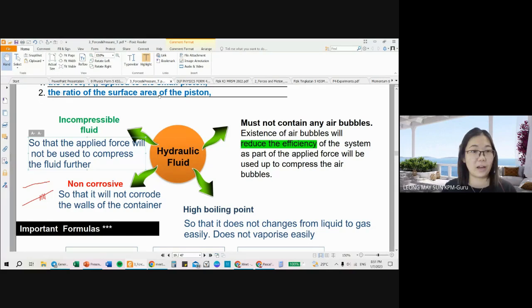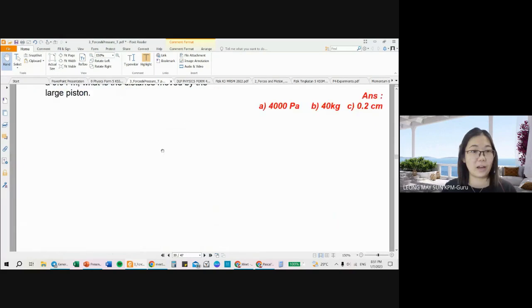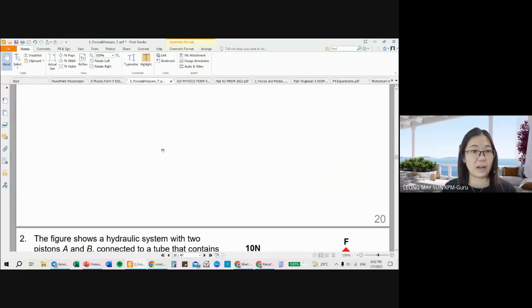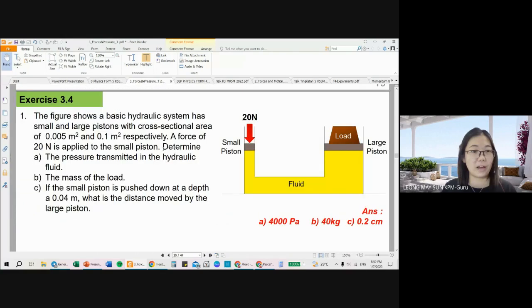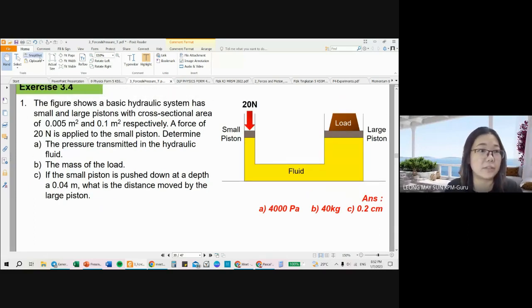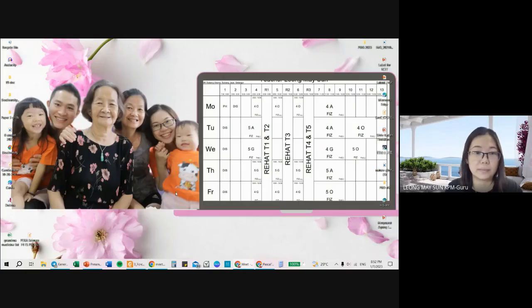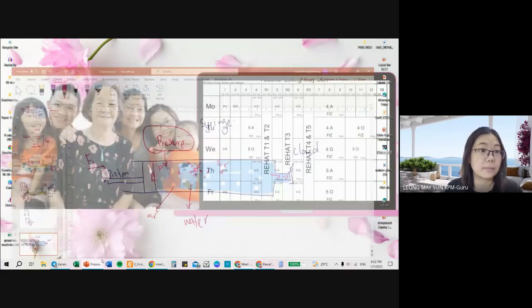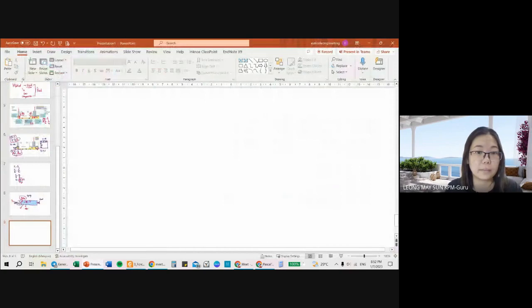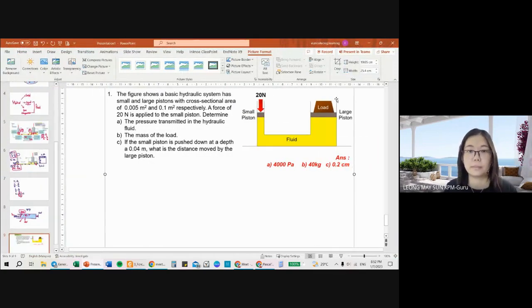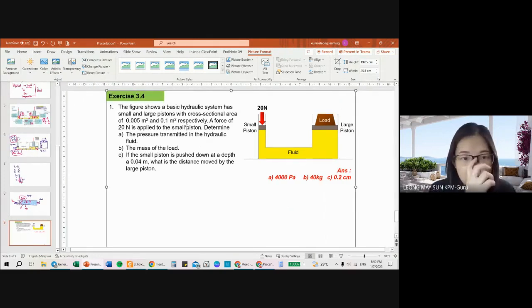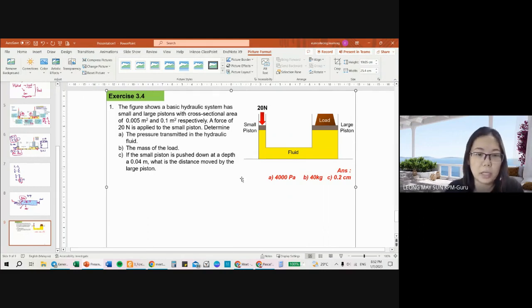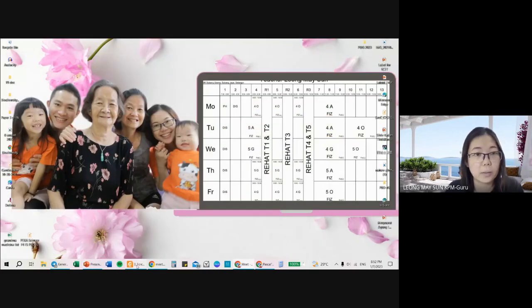All right, welcome. So that is in terms of the characteristics. Now, I'm going to show you the calculation, then we will take a quick break. Let me show you this calculation. This is a hydraulic system that has a small and large radius. Let me see if your textbook has any other question that I can use.